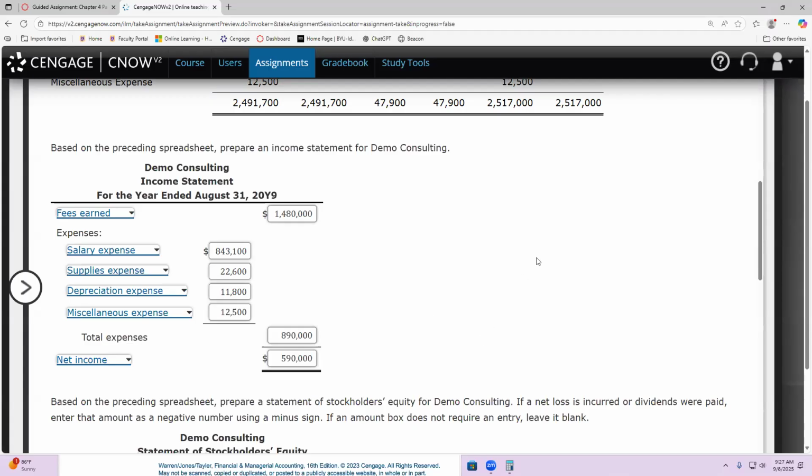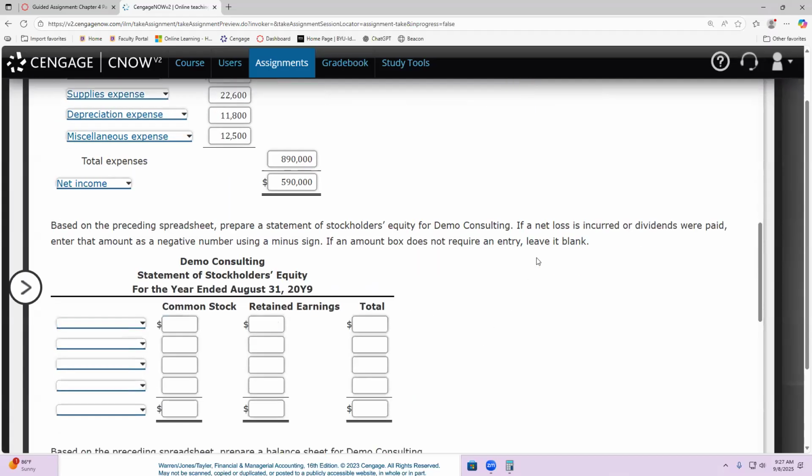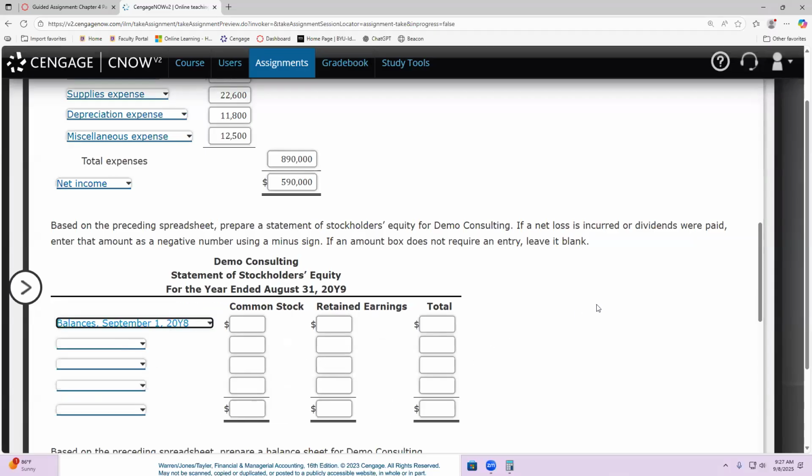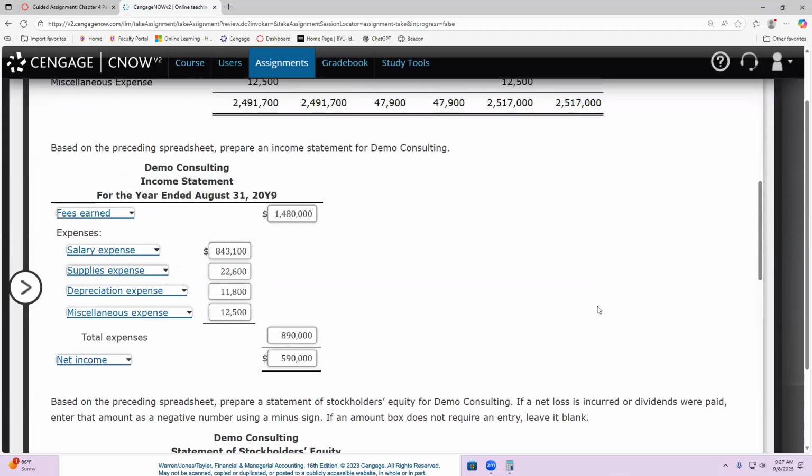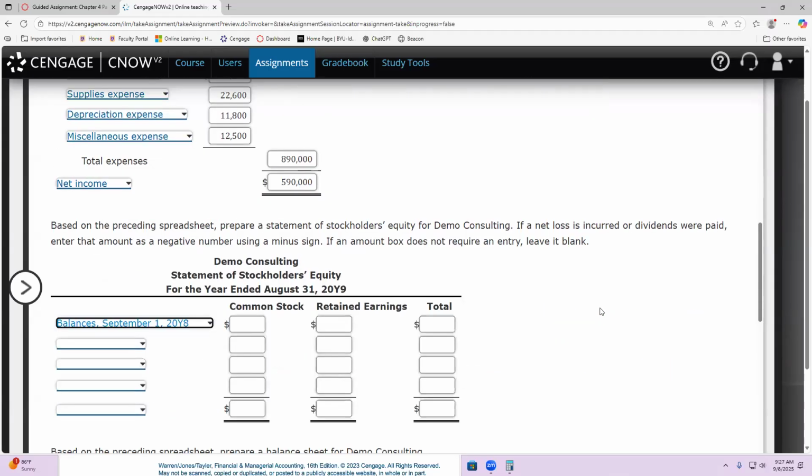All right, so there's our income statement. Now we're ready to do our statement of stockholders' equity. Remember, these always begin with the balances at the beginning. So September 1st, 2018, I guess, 20Y8. I hate that it does that, but I guess it's so that they can leave the problems the same, no matter what year it is.